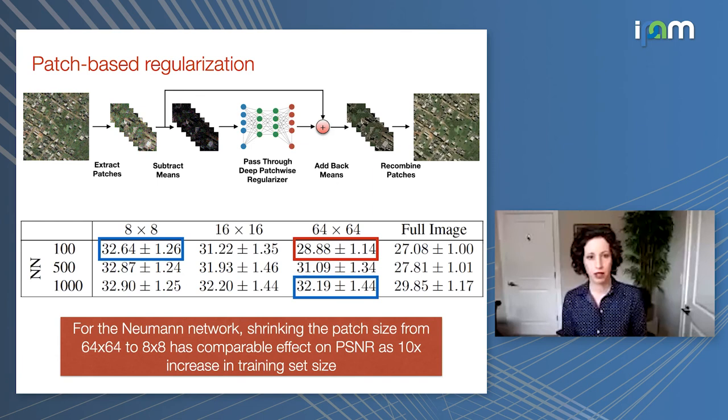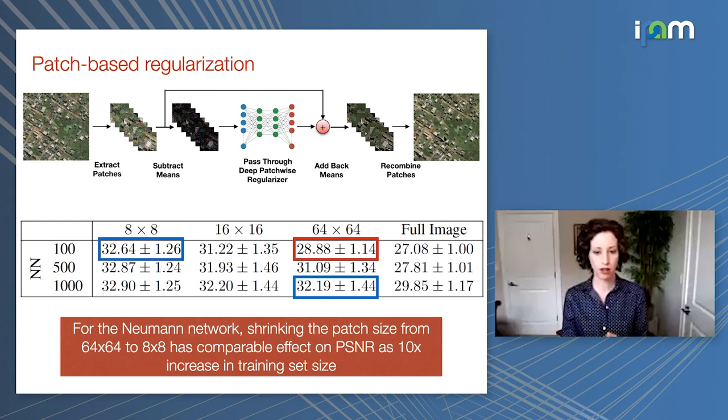The idea would be that to regularize, or let's say denoise, an image, I would take an image, extract all of its patches and subtract the means, then send it through a neural network that performs the regularization, add the means back in, and then recombine the patches to get a new image. One of the things that we did is we tried to take this idea and fold it into the Neumann network. We're still using that overall Neumann network architecture, only now those regularization blocks explicitly take this patch structure into account.